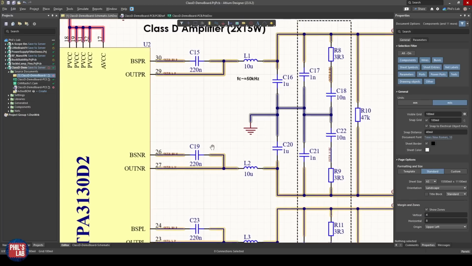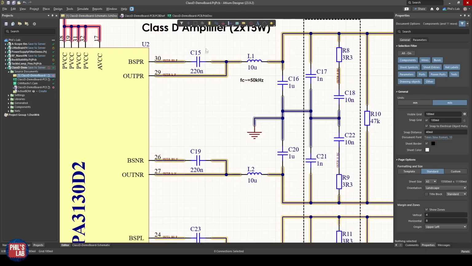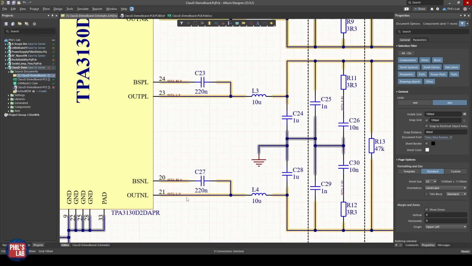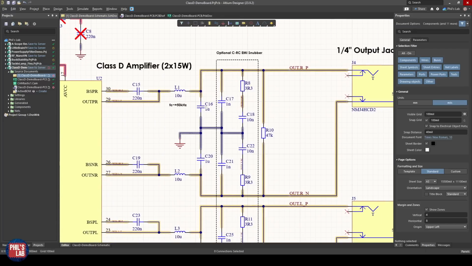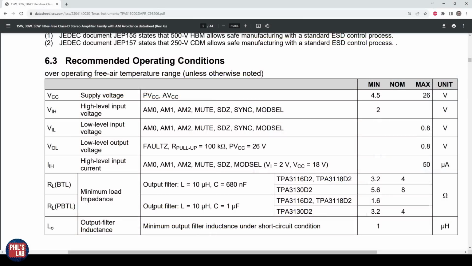This amplifier also uses for the FET drivers these bootstrap capacitors, so C15, C19, C23, and C27, and they are to be attached as shown, again taken from the datasheet. After the reconstruction filter, so these LC low-pass filters, the reconstruction filter values are chosen again based on the datasheet. This will depend on, for example, your switching frequency you choose.